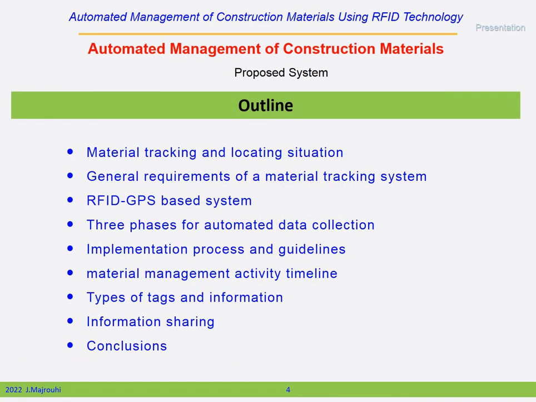In this section, we are going to talk about material tracking and locating situation, general requirements of a material tracking system, RFID GPS-based system, 3 phases of automated data collection, implementation process and guidelines, material management activity timeline, types of tags and information sharing, and finally, we will discuss conclusions.